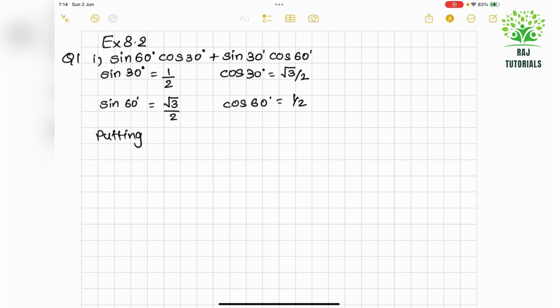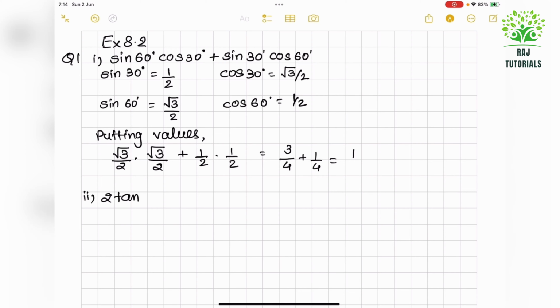Now putting values, sine 60 means root 3 by 2, cos 30 is root 3 by 2, plus sine 30 is 1 by 2 into 1 by 2. So this became 3 by 4 plus 1 by 4. So that is 1.